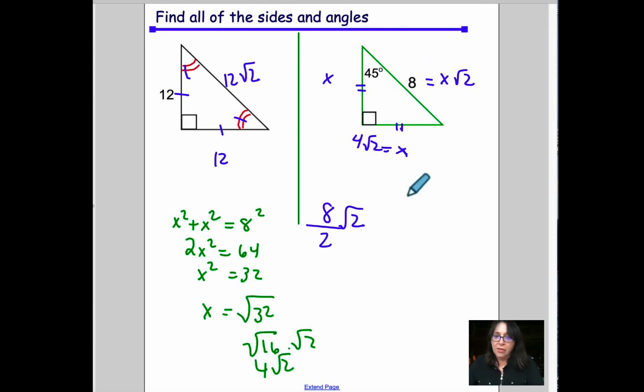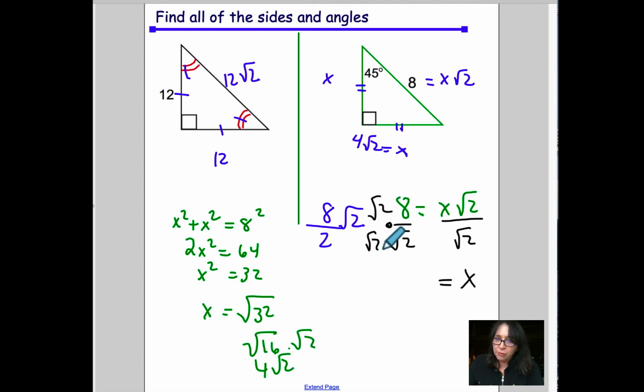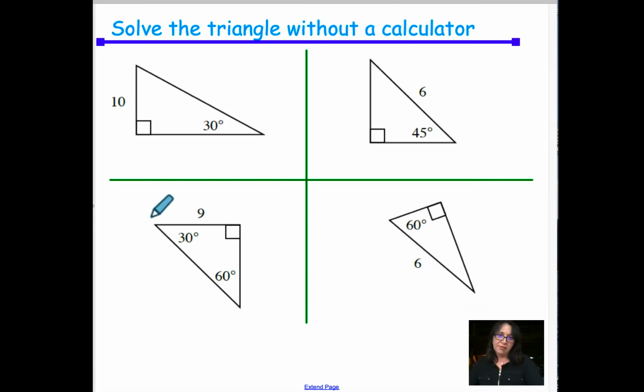Again, the other option is to take 8 and set it equal to x root 2, in which case we'd rationalize the denominator after I divided both sides by root 2. So x equals 8 divided by root 2. I would need to multiply by root 2 over root 2. So I have 8 root 2 over 2, which is going to be 4 root 2. So again, lots of options for solving the 45, 45, 90s. Again, without a calculator, meaning don't use sine, cosine, or tangent, try to come up with the rules for this.